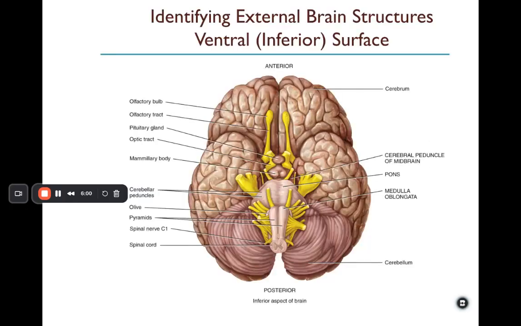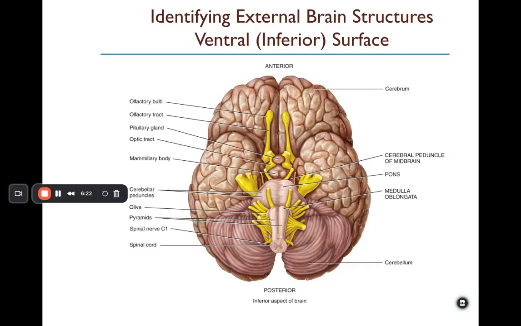If I flip the brain over and look at the bottom, I'm mostly going to see these yellow features. These yellow features are cranial nerves. Cranial nerves originate in the cranium, and then they're going to go all over the place. So cranial nerves, that's how they got their name.